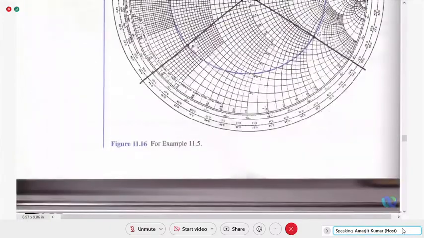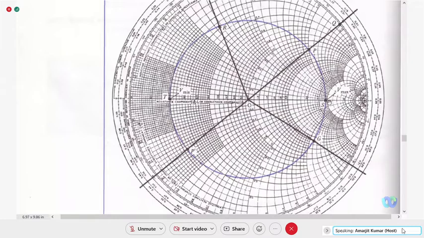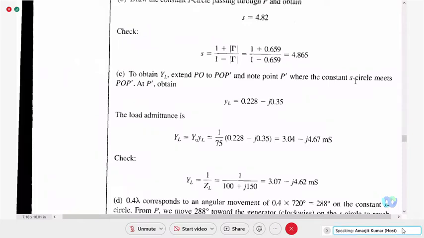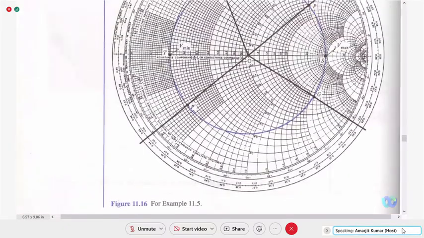Next we have the standing wave ratio. How to do it? Plot a circle which goes through this load point, and where this circle crosses the positive gamma R axis, that is the standing wave ratio. So 3.0, 4.0, 5.0. From the Smith chart 4.82, and the exact value is 4.865. It is here, close to 5.0, so 4.8 is taken.